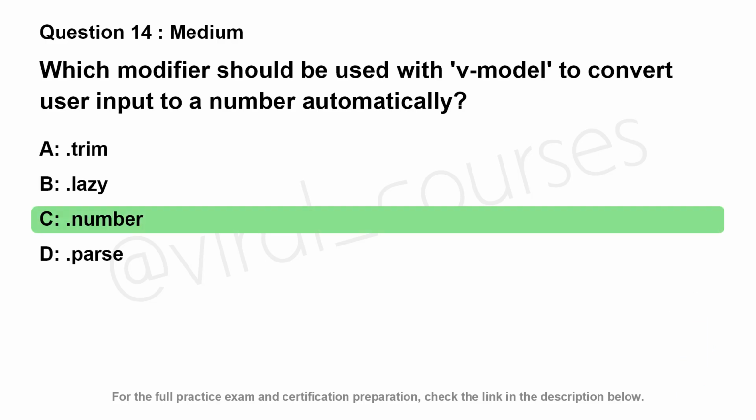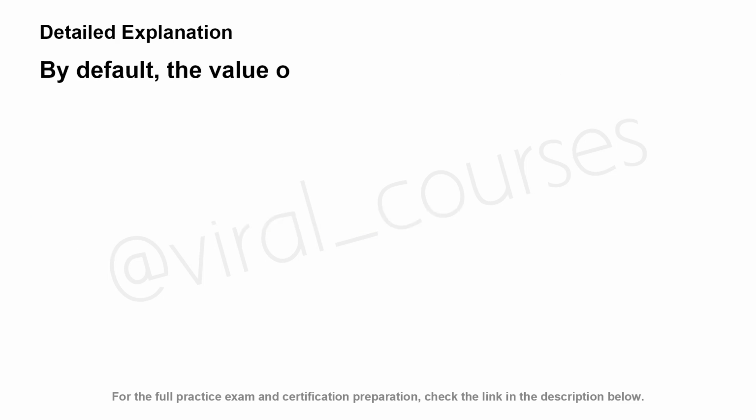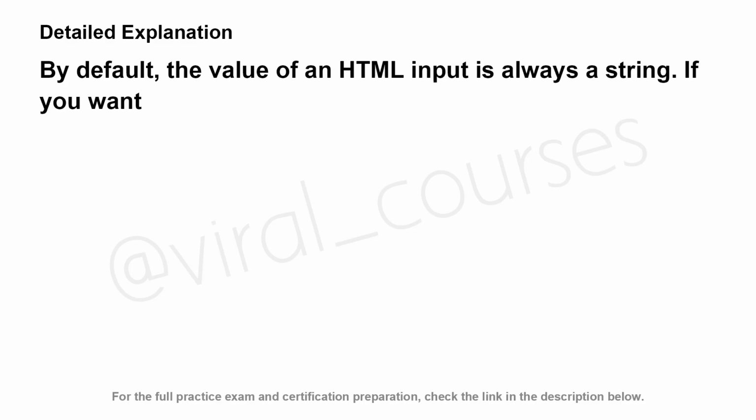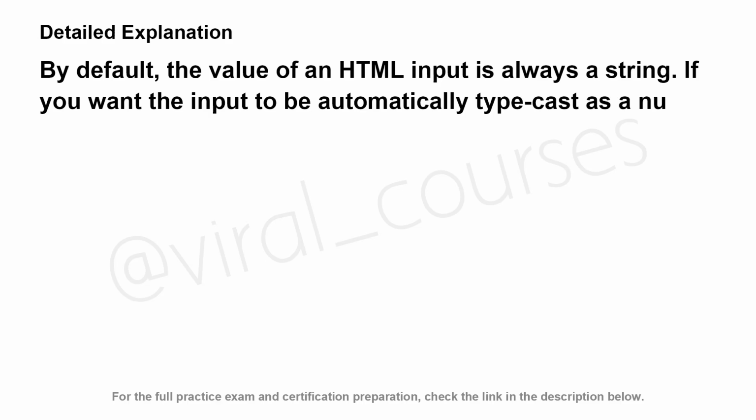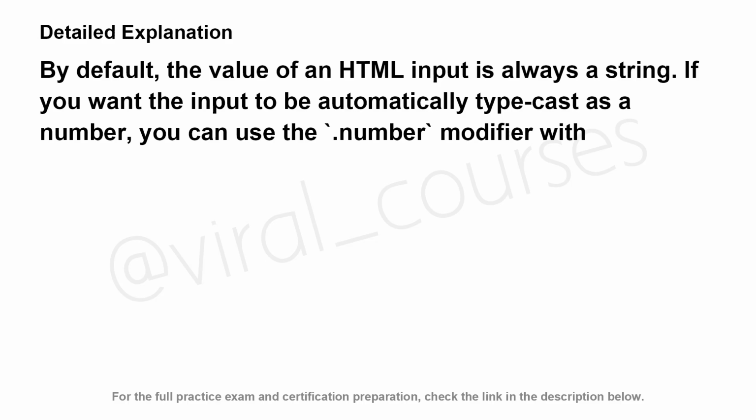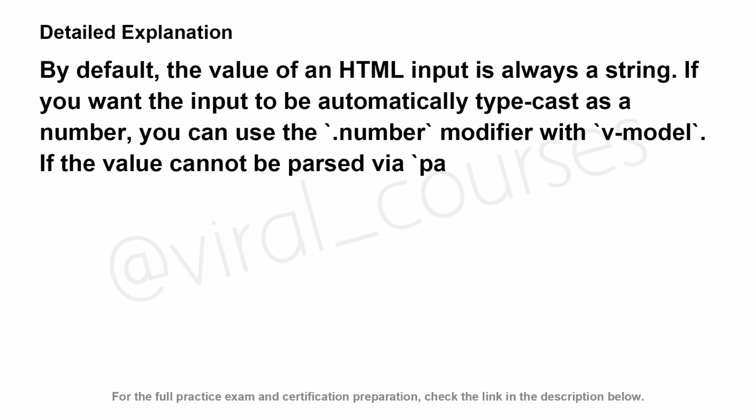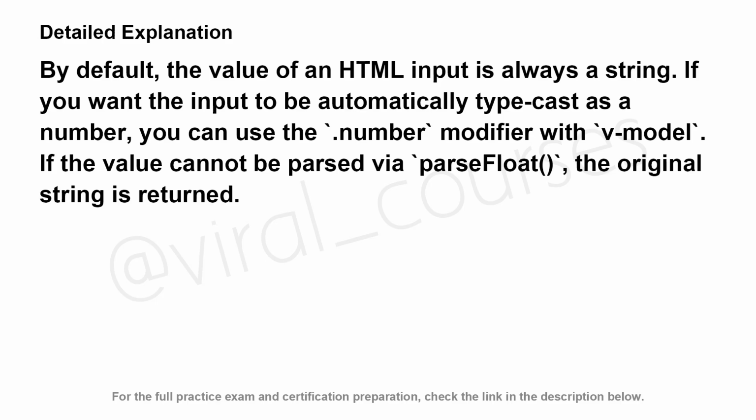The correct answer is C. By default, the value of an HTML input is always a string. If you want the input to be automatically typecast as a number, you can use the number modifier with v-model. If the value cannot be parsed via parseFloat, the original string is returned.